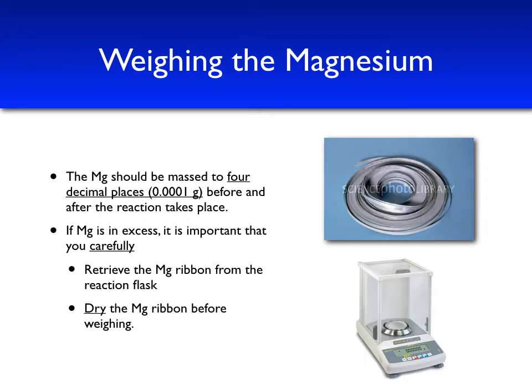We'll briefly talk about weighing the magnesium, which we'll do using an analytical balance that allows us to get a mass measurement that is very precise out to the 10,000th of a gram place. If magnesium is our limiting reagent, then there will be no more magnesium at the end of the reaction. However, if there is magnesium left over, it is very important that we very carefully remove that magnesium ribbon and allow it to dry before taking a mass measurement.